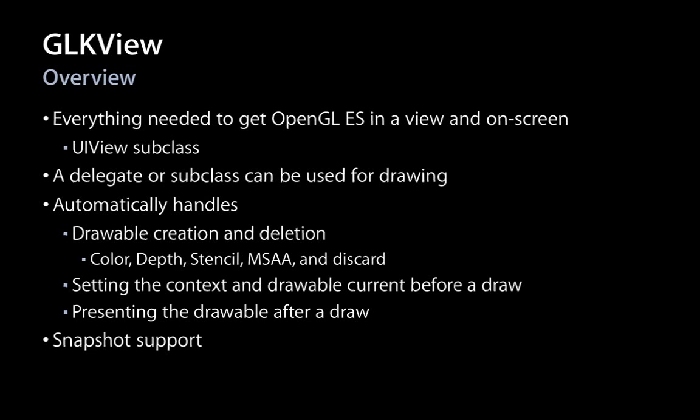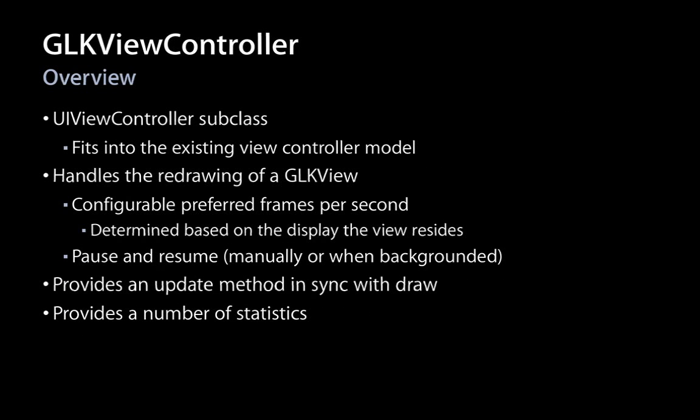And then additionally, we have snapshot support that returns a UIImage for you if you want to use that. All right. So the next thing is the GLKViewController, a subclass of UIViewController, so it fits into the view controller model nicely. And the main thing here is that it's coupled very tightly with the GLKView, and it handles the redrawing of the view. So the main value you'll probably be setting most often, unless you want the default, is the preferred frames per second.